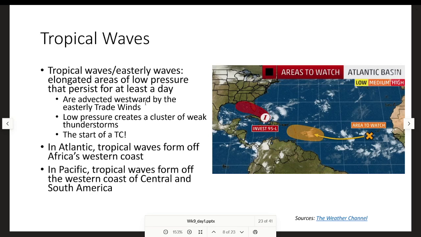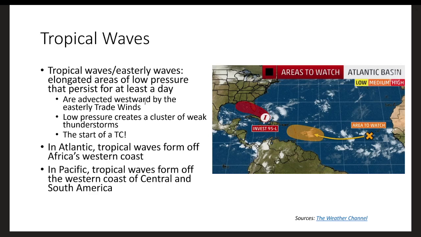So I showed the tropical waves on the Earth.NOLA website. Tropical waves and easterly waves are elongated areas of low pressure that persist for at least a day. So you have a low pressure area, and a storm starts forming. They're pushed westward by those easterly trade winds. So that was the ridges and troughs I was showing that move. And the low pressure creates a cluster of weak thunderstorms off the coast of Africa, and that's where the tropical cyclone gets its start.